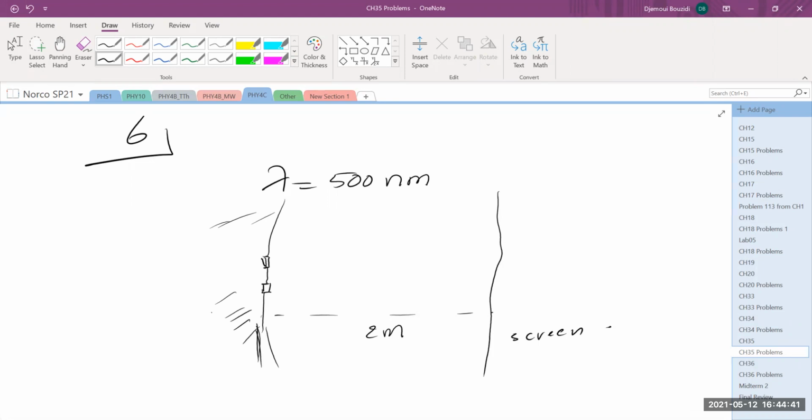Near the center of the screen, the separation between 2 adjacent interference maxima is 3.53 centimeters. So if I go to the center in here, we know the center is going to be bright. So this is bright. In other words, it's a maximum, followed by a minimum, followed by another bright, which is also a max. So somewhere in here between them, there is a min.